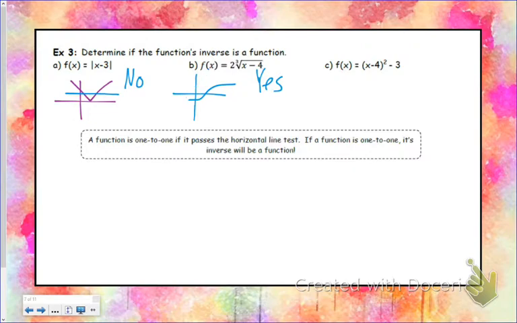And then finally C, that is a parabola that's been shifted right 4 and down 3. And that also fails the horizontal line test, which we've talked about. In order for your inverse to be a function, then you have to restrict the domain.